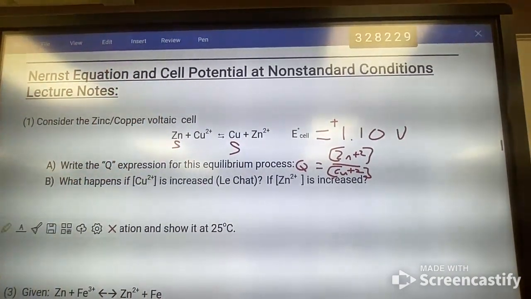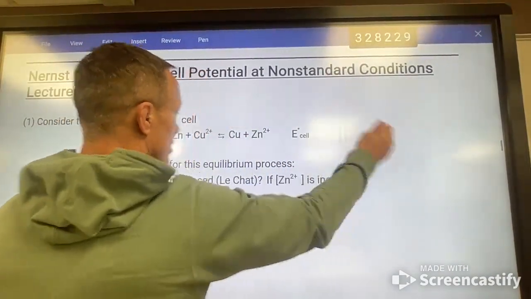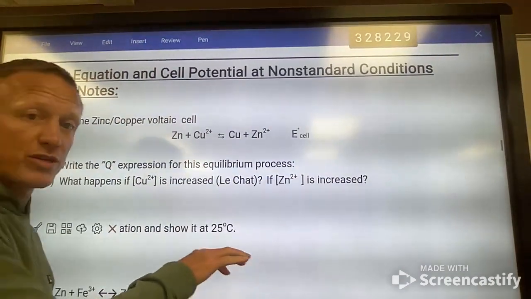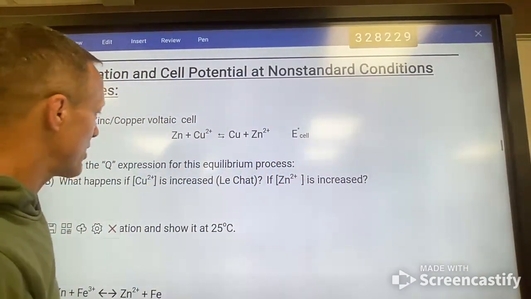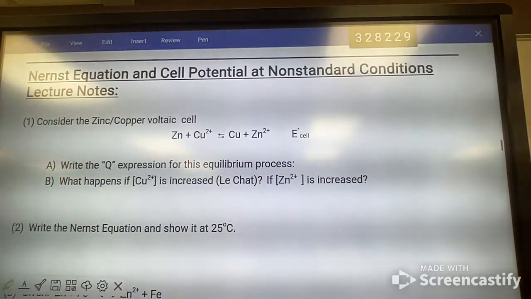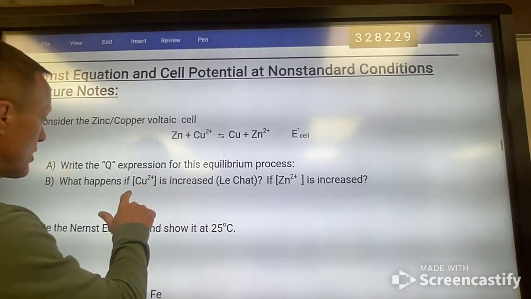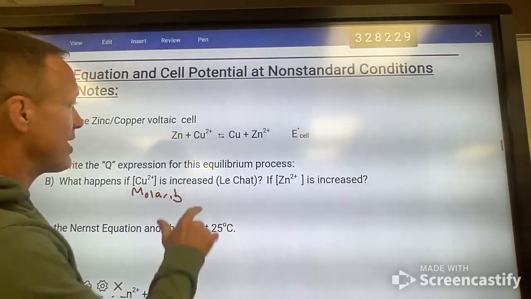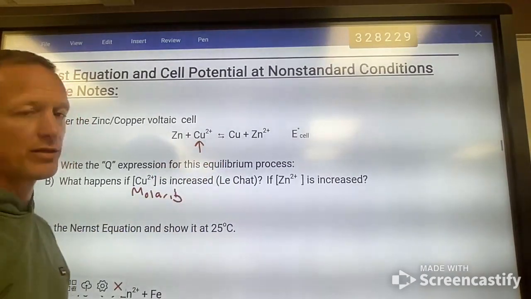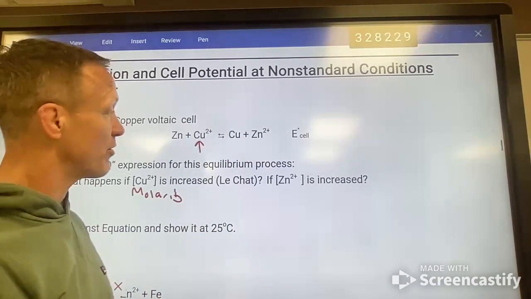All right, so we're going to think of this as Le Chatelier's principle. If you remove one thing, the equilibrium shifts to replace it. If we add something in, the equilibrium shifts to use it up. So what happens if the concentration, molarity, of copper ions is increased? The best way to do that would be to add solid copper nitrate that dissolves. You get more copper ions in solution.